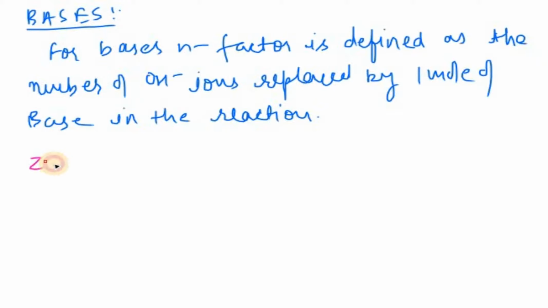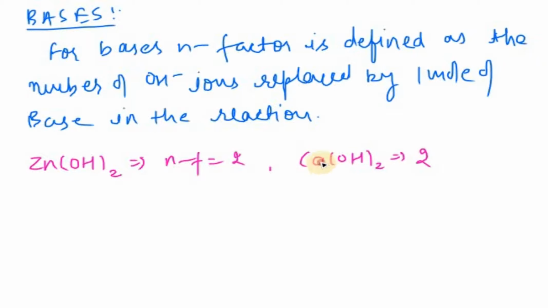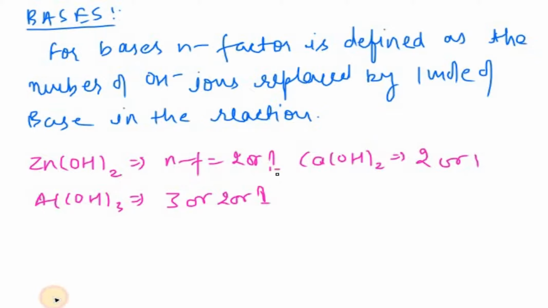So if we look at zinc hydroxide, Zn(OH)2, here n factor we will be writing as 2. Now if we look at calcium hydroxide, it is 2. If it is aluminum hydroxide, the number of OH ions it could release is 3, or it could be 2, or it could be 1. If it is asking directly, we will be writing the maximum, which is 3. Like if we write ammonium hydroxide NH4OH, we know it is 1, it is fixed. So that's how we calculate for bases.